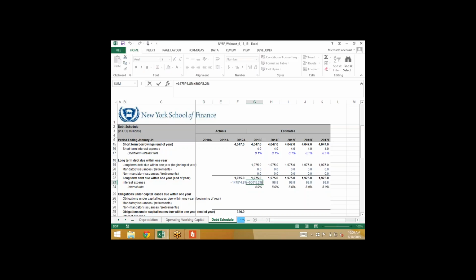You might have to find different debt notes, and you have to be creative and guesstimate how to come up with your own percentages. So I'm going to show you a different way for each piece of debt to give you good tools. This is 1475 times 4.8 plus 500 times 5.2%. I used that to back into what the implied rate was, 4.9.